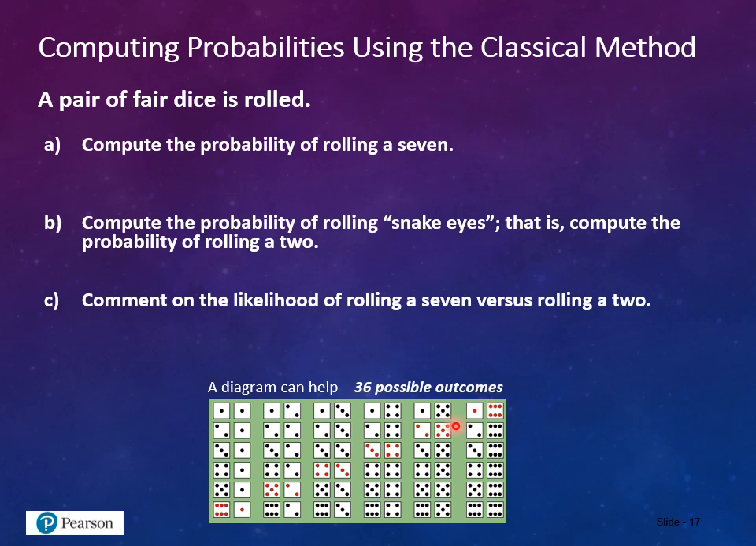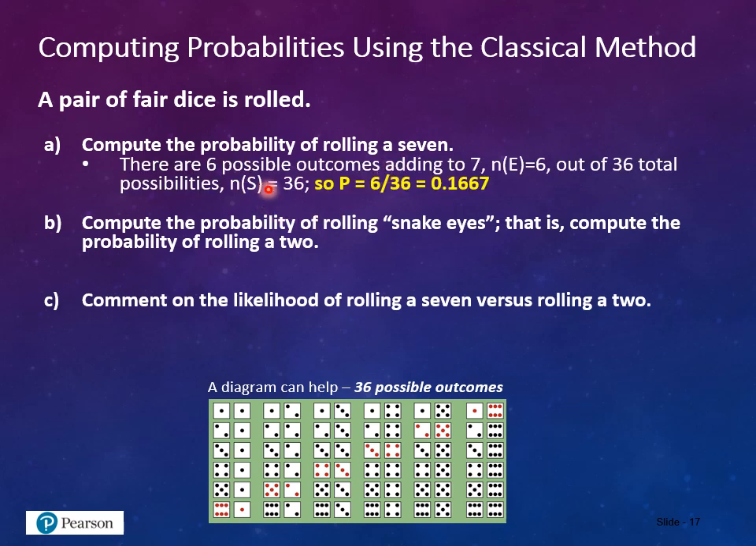So we can see that there are 6 options, 1, 6, 2, 5, 3, 4, etc., that roll a 7. So there are 6 possible outcomes adding to a 7. That means n of E equals 6, out of 36 possible outcomes, which is n of S equals 36. So the probability equals, remember this classical method, 6 out of 36. It's not an approximation, so we get 0.1667.